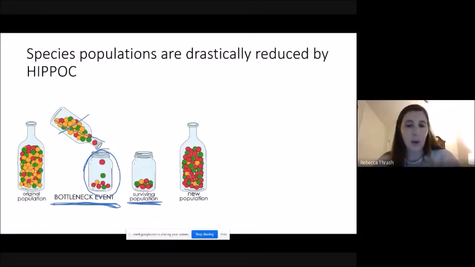So any new population that may rebound will always have less diversity than the original population that it came from. This can be particularly bad if there are some alleles or genetic information here that are deleterious or at a disadvantage.